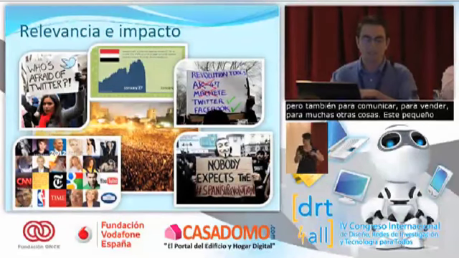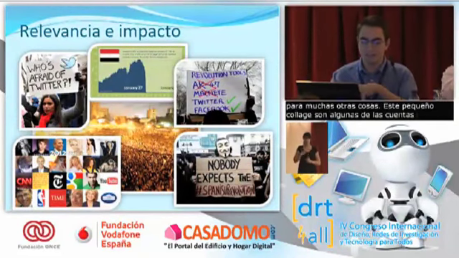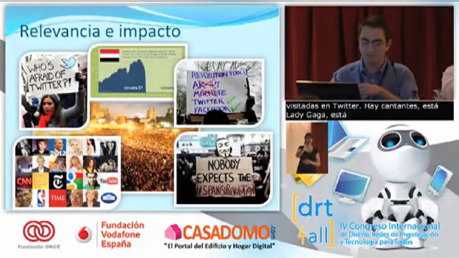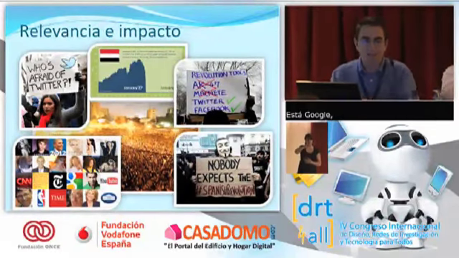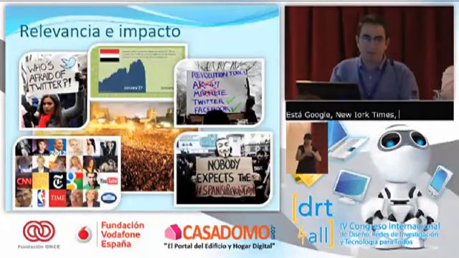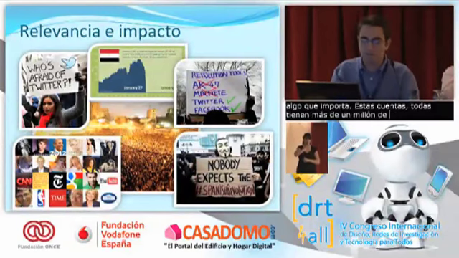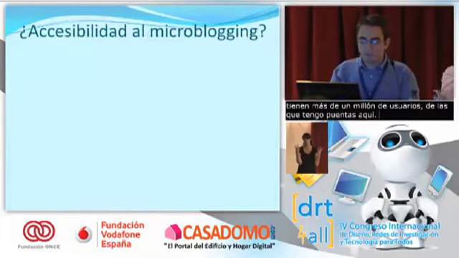So Twitter can be used for revolutions, but also to sell, to communicate, and many other things. This small collage shows some of the most visited accounts on Twitter. Singers, Lady Gaga, Justin Timberlake, Britney Spears, Obama, Ellen DeGeneres, who is a socialite in the US, the Times, Bill Gates, NBA, the White House itself. So it seems that Twitter is something of importance. All these accounts have more than 1 million users. Some of them have more than 10 million users.